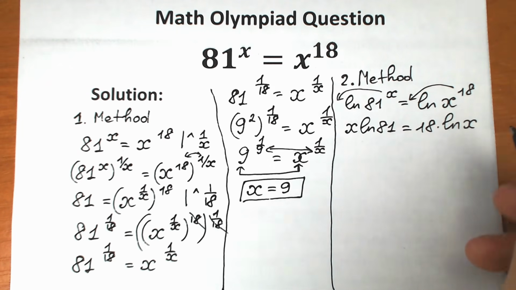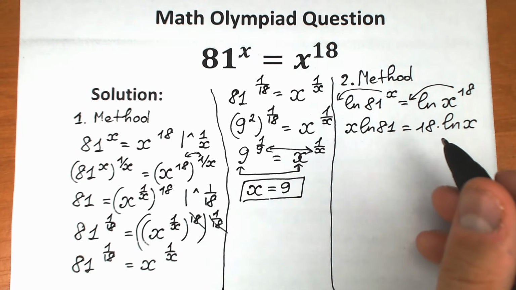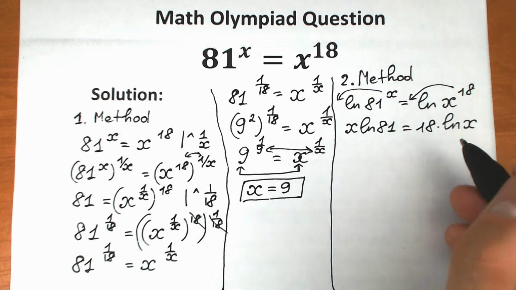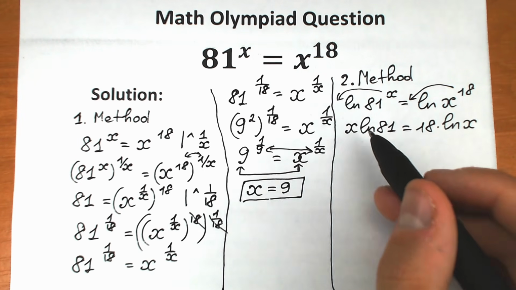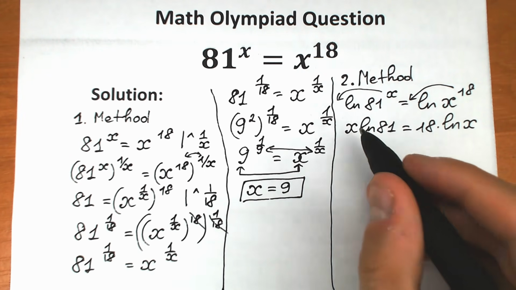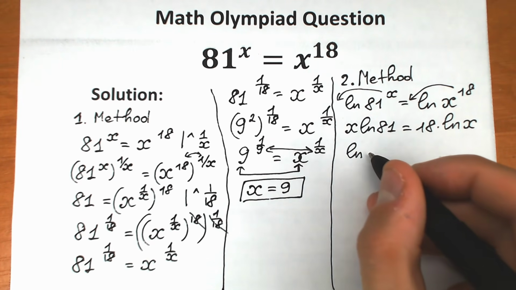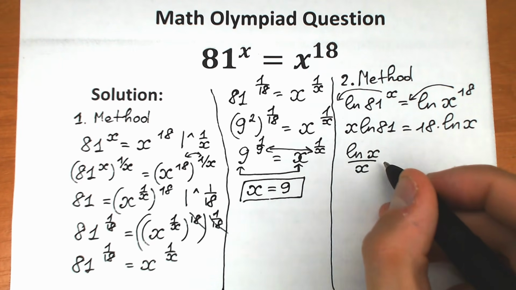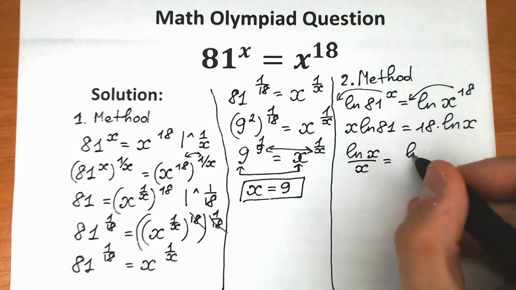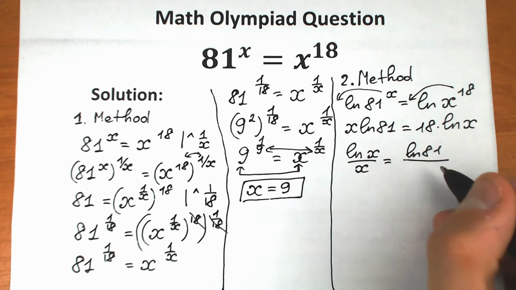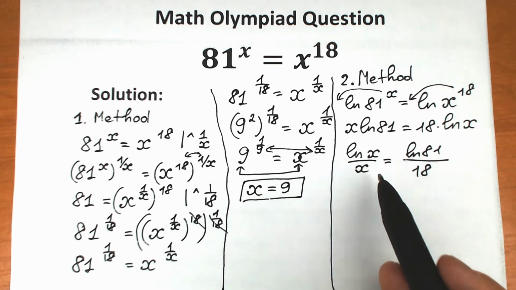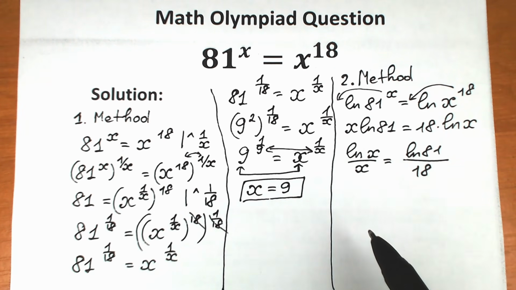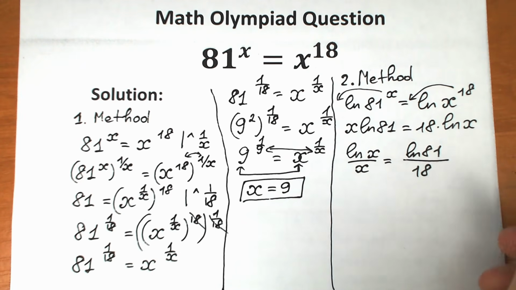Right now, let's group our x's on the left-hand side and our constants on the right-hand side. For that, let's divide both sides by this natural log x. If we divide from here, we cancel this natural log x, so we have x. Actually, let's not divide, let's use cross multiplying right here. So we have natural log x over x equal to natural log 81 over 18. We just used cross multiplying. If you multiply it another way, we will have the same expression as right here.